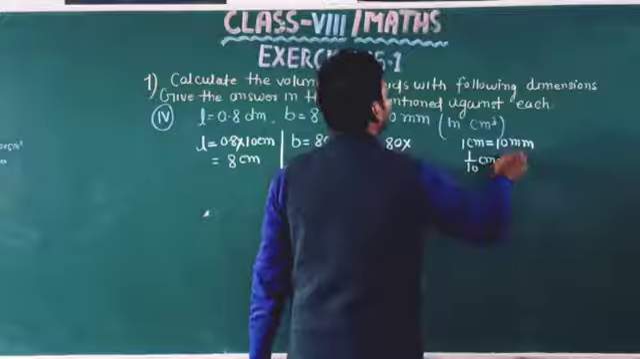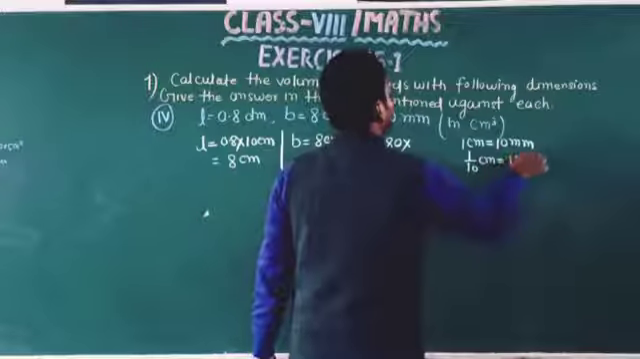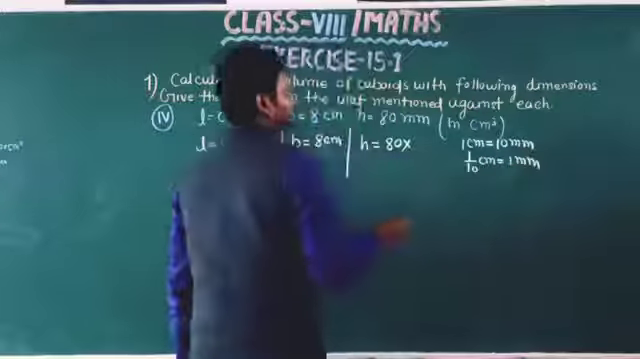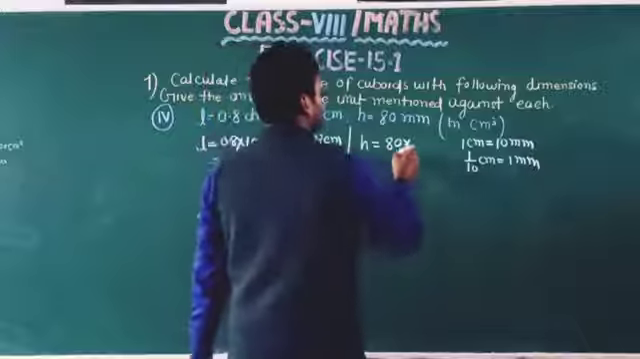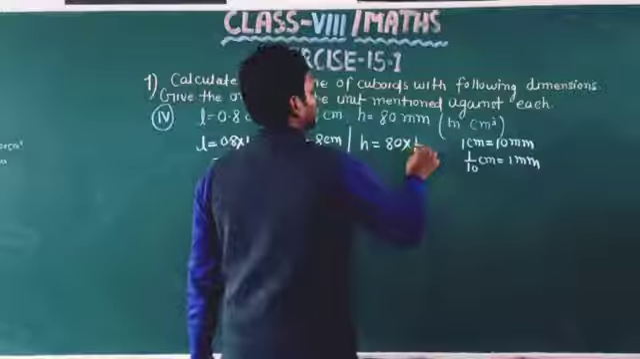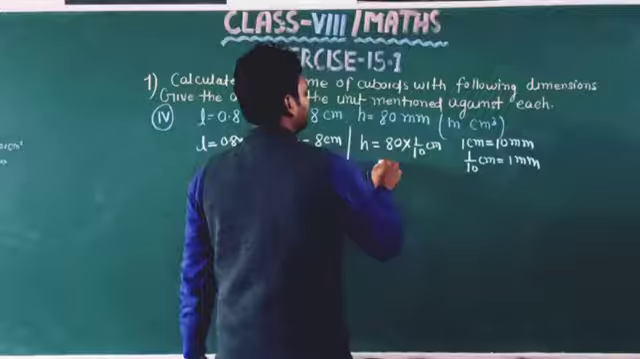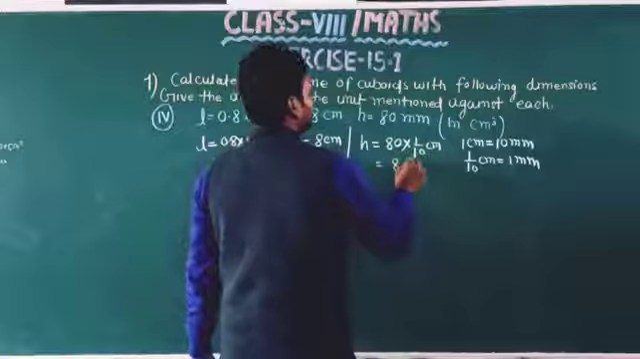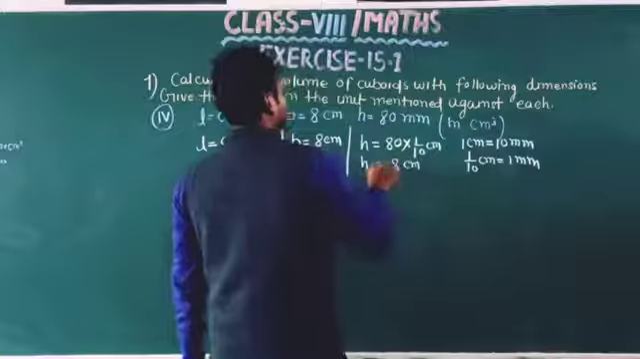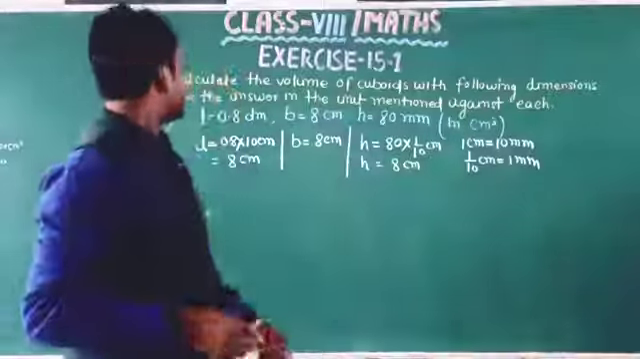1/10 centimeter equals 1 millimeter. Okay, so we need to multiply by 1/10 centimeter, which equals 8 centimeter. Height equals 8 centimeter.